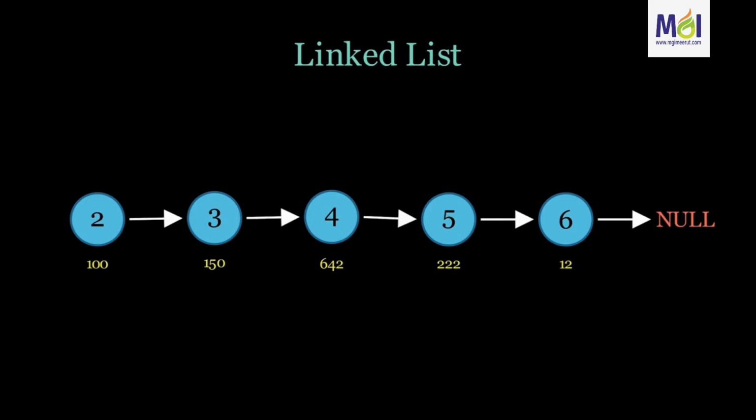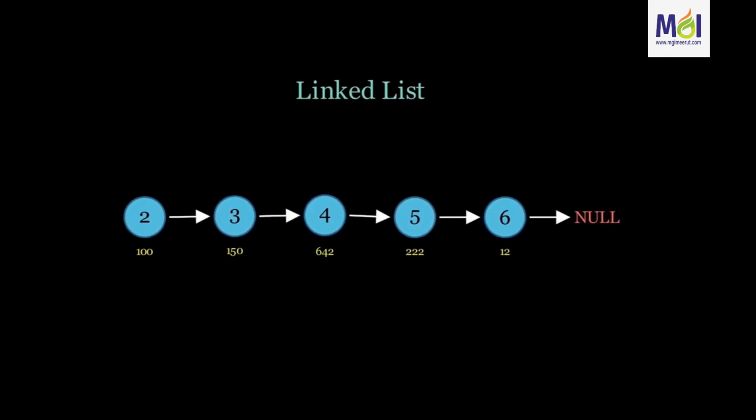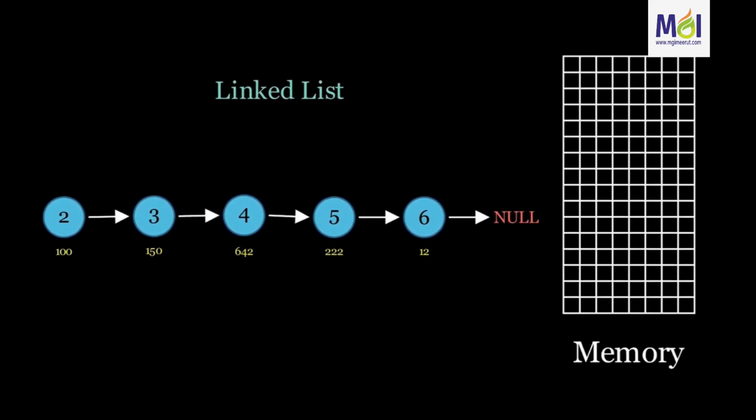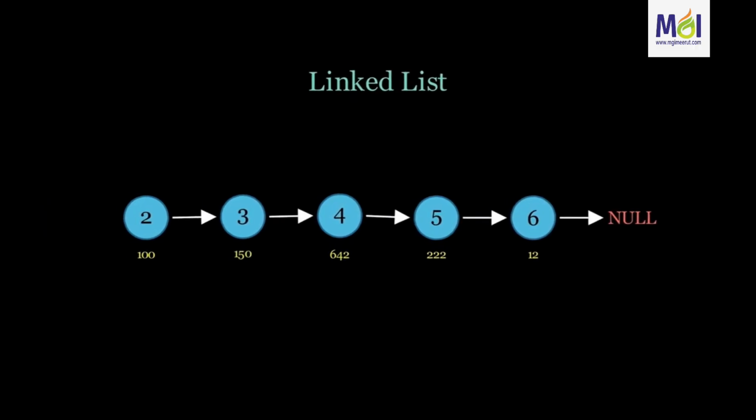Unlike arrays, where elements need to be stored in contiguous memory locations, elements of a linked list can be allocated anywhere in memory. This flexibility allows linked lists to efficiently utilize memory by allocating space as needed, making them more dynamic and adaptable to varying storage requirements.